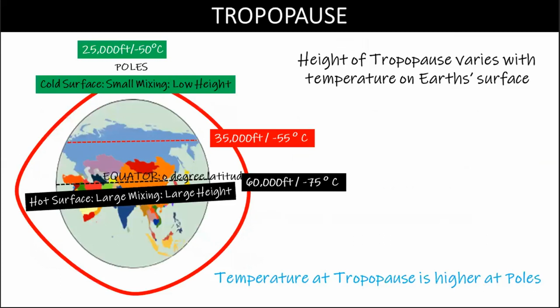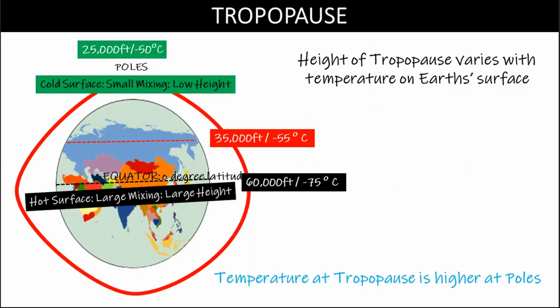Height of tropopause varies with temperature on Earth's surface. Equator is hot surface where large mixing happens, thus height of tropopause near equator is large. Height of tropopause is highest, 60,000 feet near equator. Temperature of tropopause is lower near equator, minus 75 degrees Celsius.